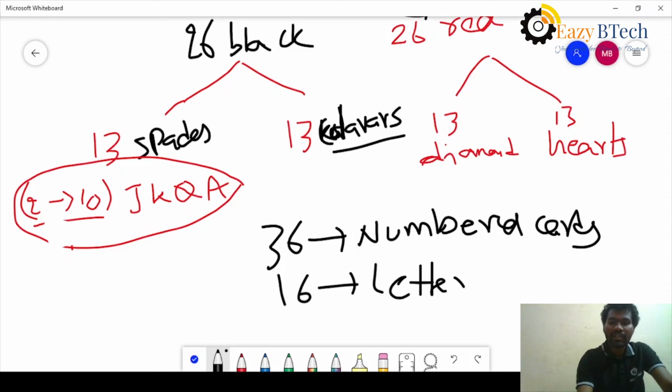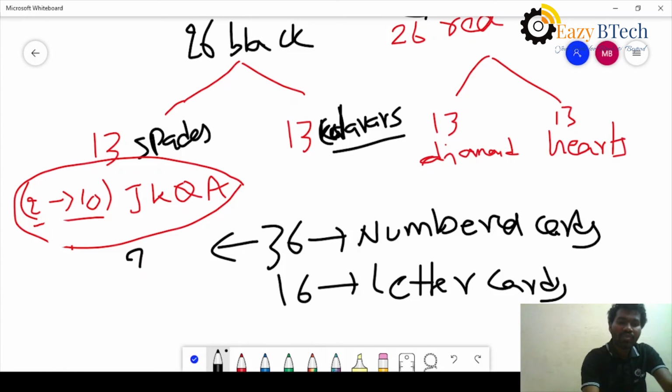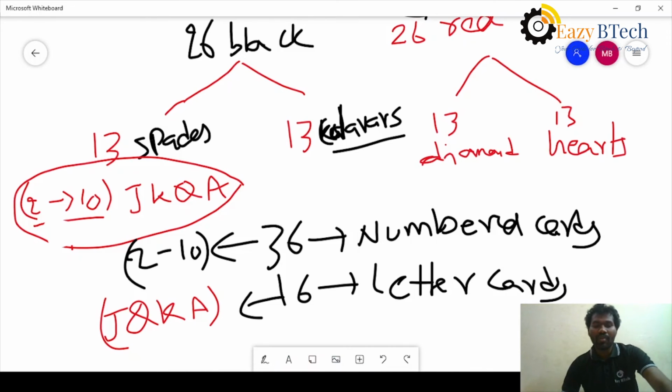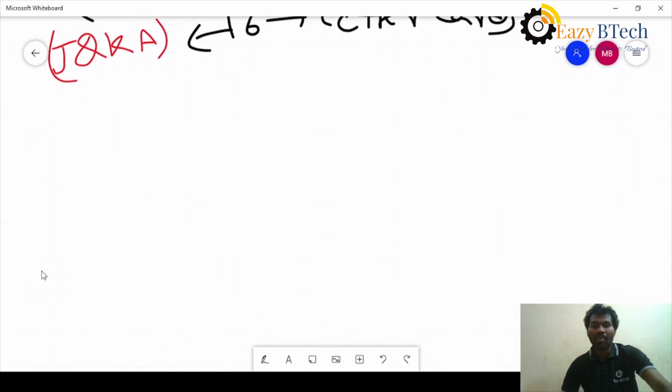Number cards means these are numbered from 2 to 10, whereas the 16 letter cards are the ones having J, Q, K, A. These are the letter cards. So we should know this while doing any problem. Now moving on to our problem.